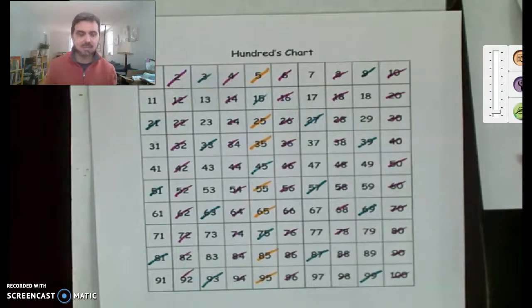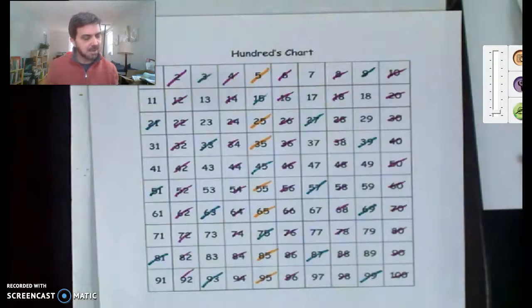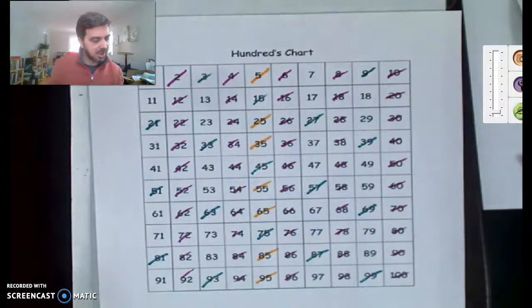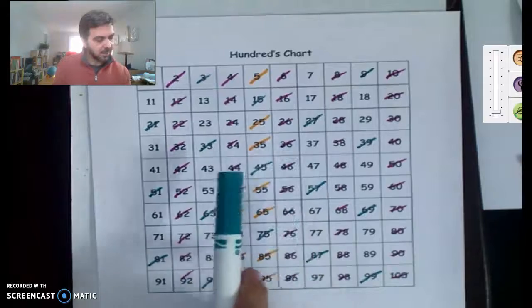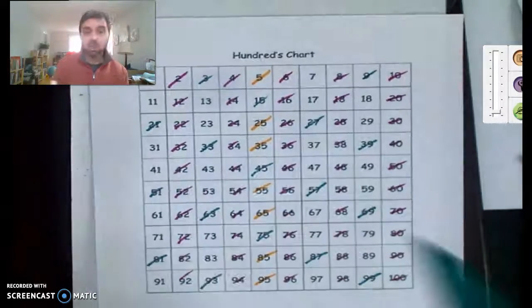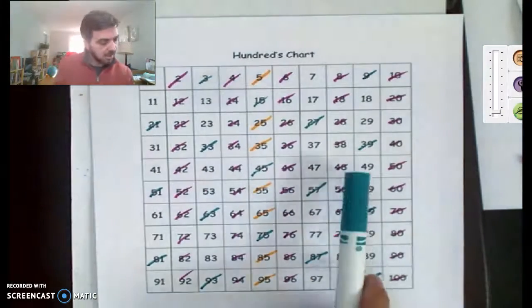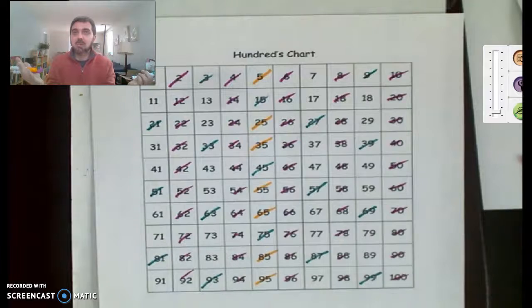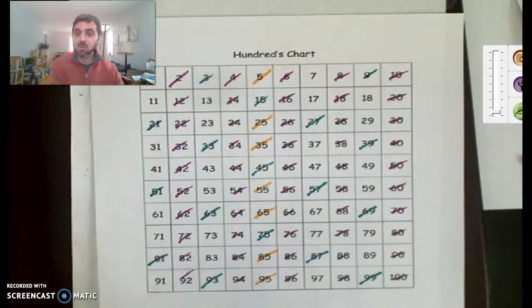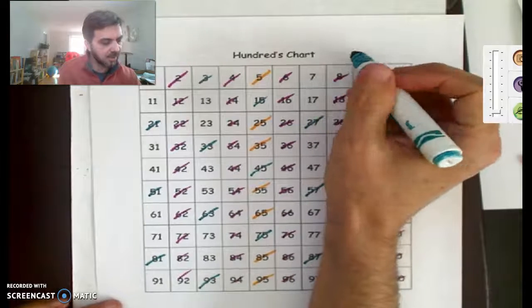We did the 5s. The 6s. There might be some 6s left. Let me check. 30, 36, 42. Those should be done because we've crossed off all the multiples of 2 and 3, which means all the multiples of 6 would be crossed off. 7. Let's look at the 7s.